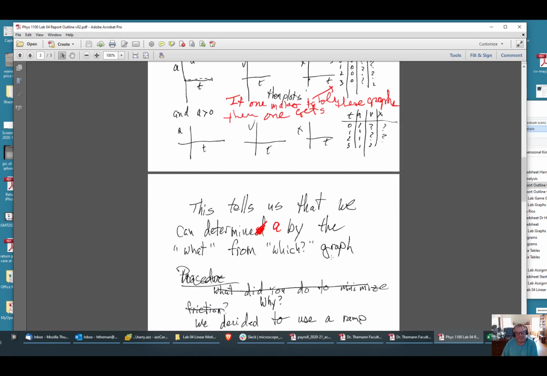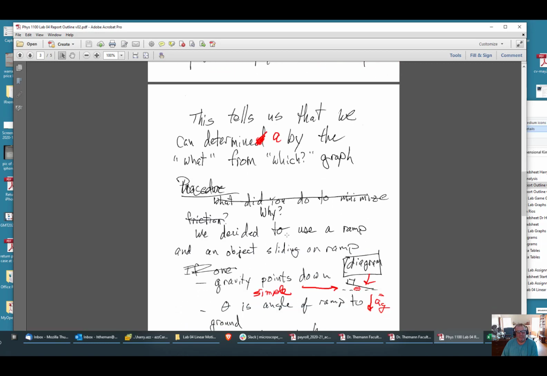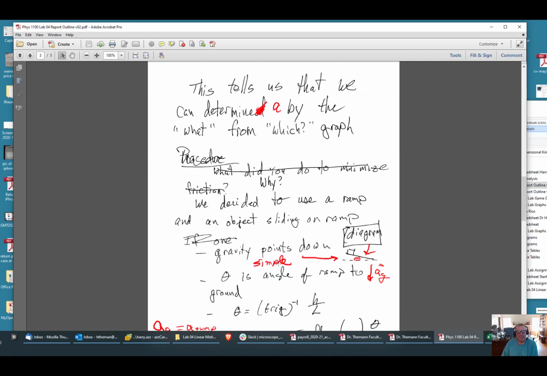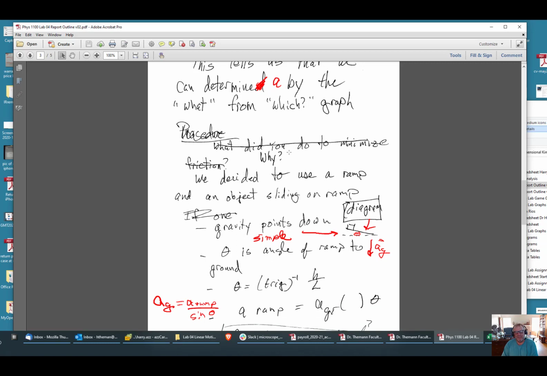I don't want to tell you everything. All right, so procedure. I made bullet points here. It's basically we're going to create... So this is where you don't really need to describe the air track in great detail.